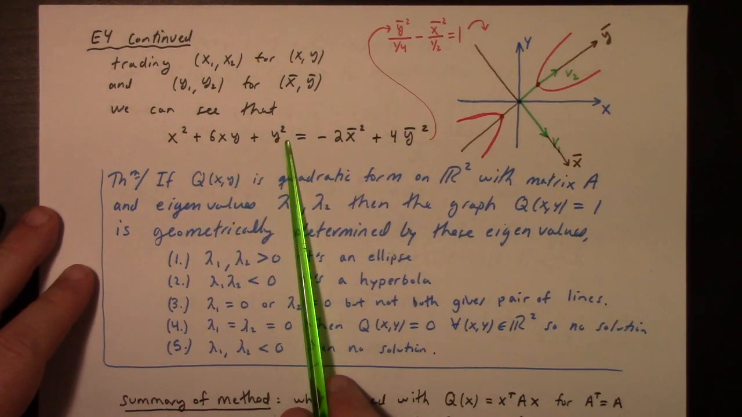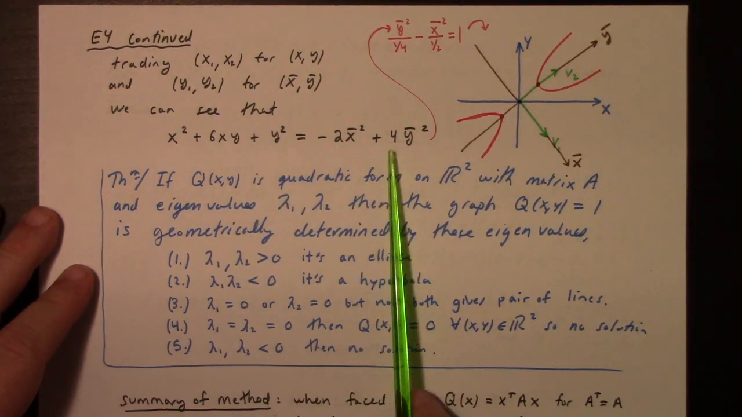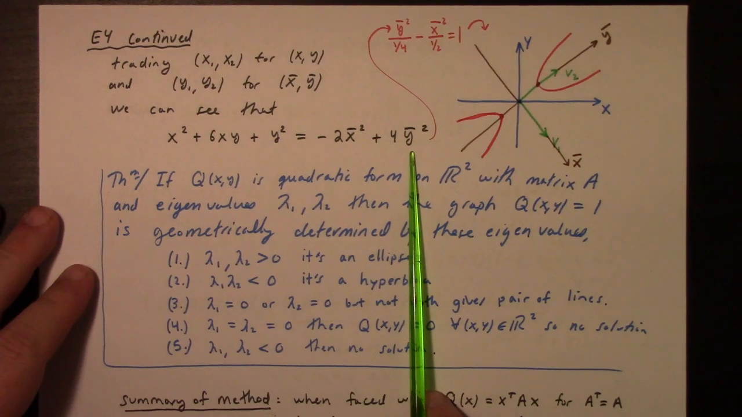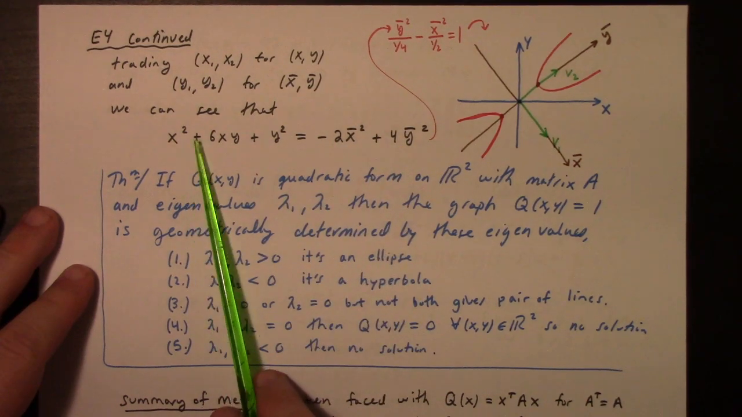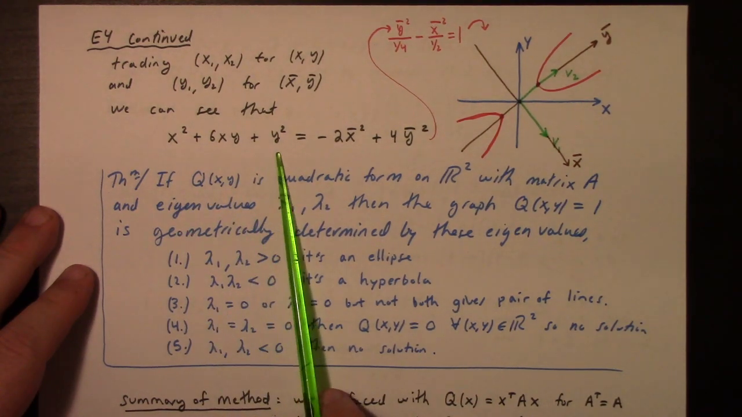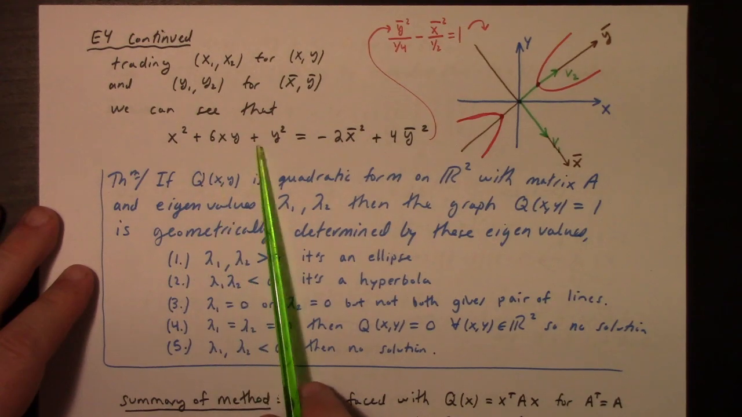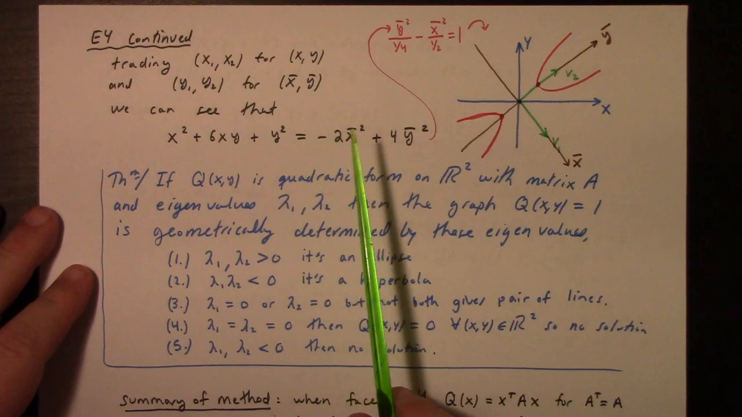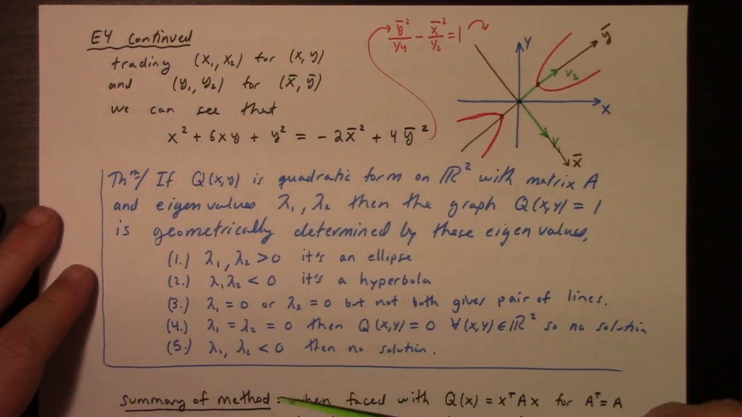When we put it into eigencoordinates, we get minus 2x bar squared plus 4y bar squared. So if you think about that, if I was to give you x squared plus 6xy plus y squared equals 1, I don't think anybody would have known what that was without using software or something. Just off the top of your head, what does it mean if you have x squared plus 6xy plus y squared equal to 1? You wouldn't know, right? But we can calculate by finding eigencoordinates.